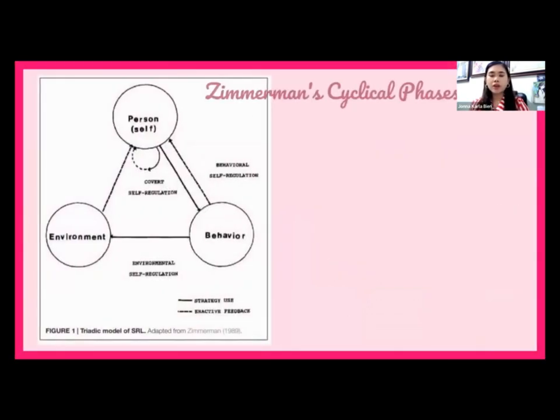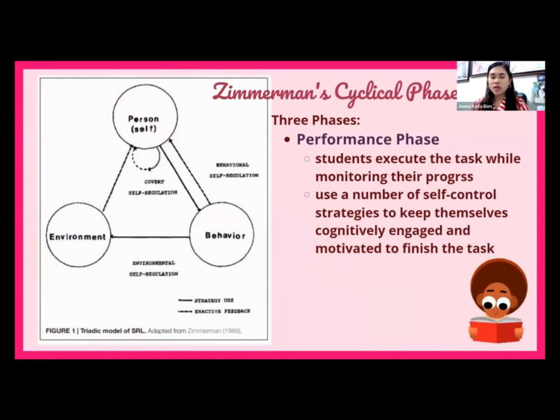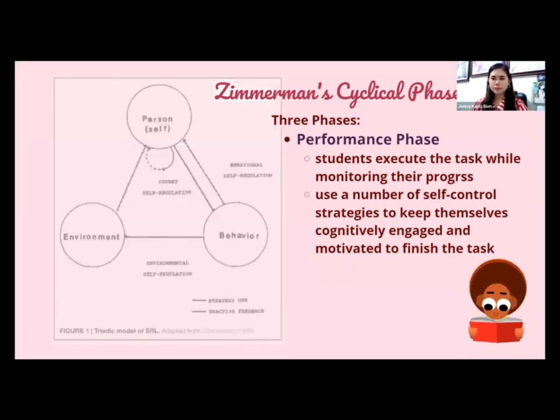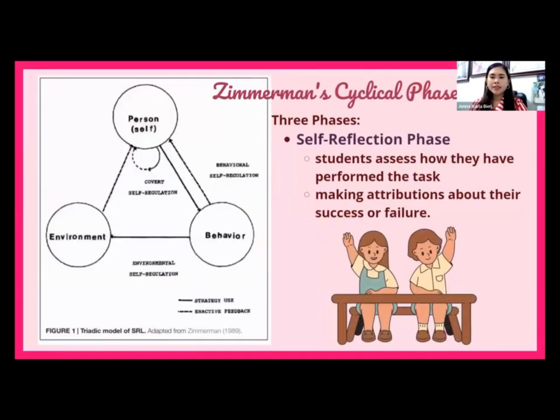After the forethought process, we have the performance phase, wherein the students execute the task while monitoring their progress and use a number of self-control strategies to keep themselves cognitively engaged and motivated to finish the task. The next one is the self-reflection phase, wherein the students assess how they have performed the task and make attributions about their success or their failure.